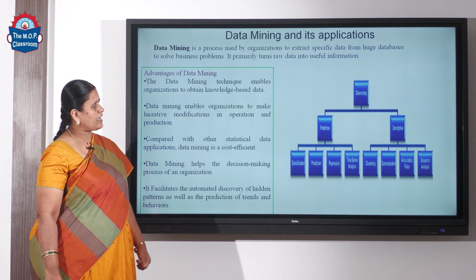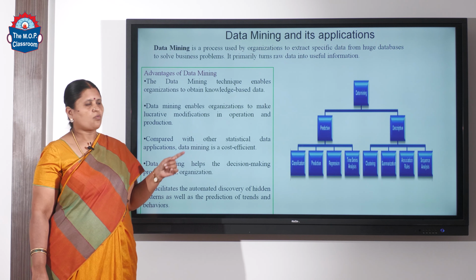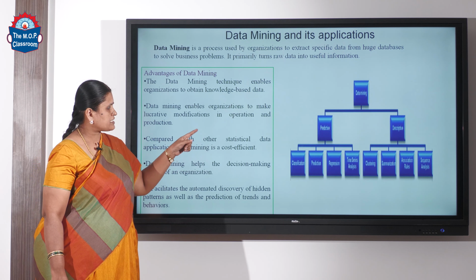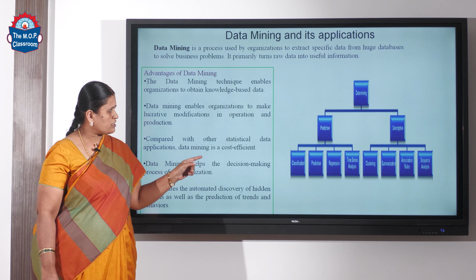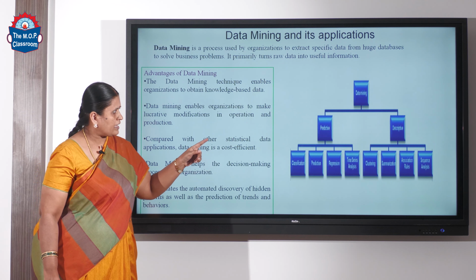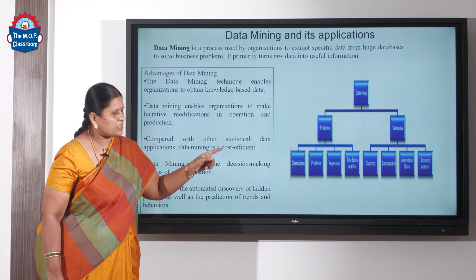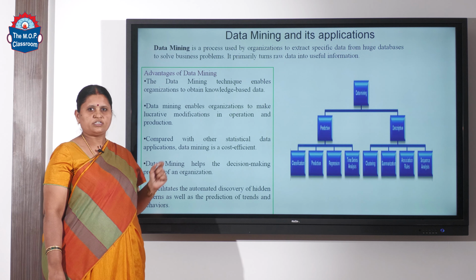To have a broad idea about data mining, it is classified into two major tasks. One is predictive, another one is descriptive. Predictive task is classified again into classification, prediction, regression, and time series analysis. And then descriptive is clustering, summarization, association rules, and analysis. Now we are going to concentrate on the classification techniques.